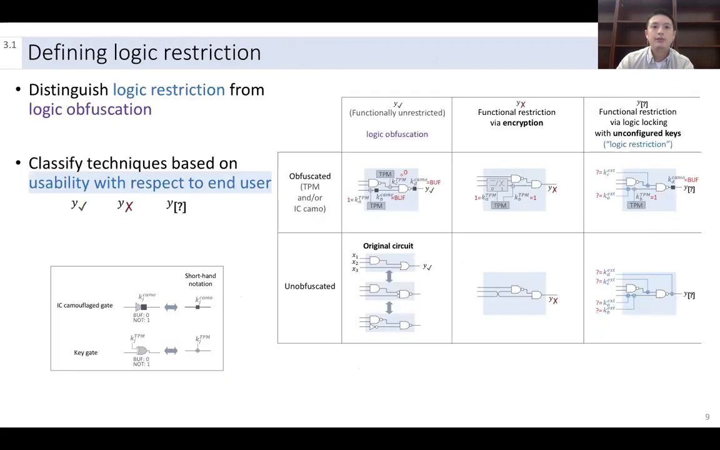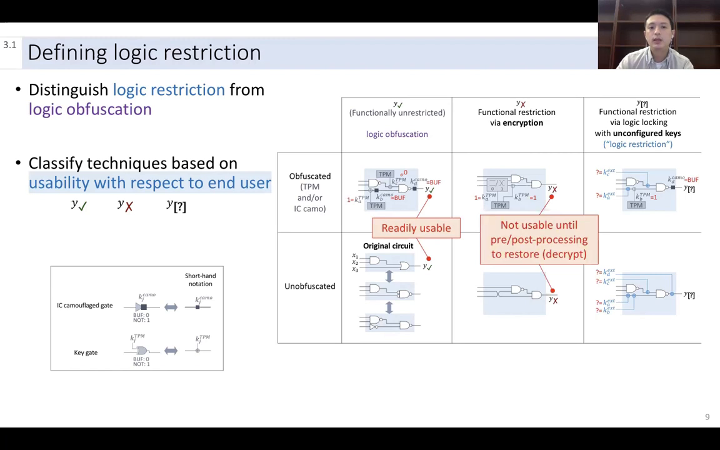Here we can classify techniques based on usability of the output with respect to the end user. In the first column, the output is readily usable. In the top row, we have a regular logic obfuscated circuit. Note that the values in the tamper-proof memory, the TPM, are already loaded. In the bottom, we have an original unobfuscated circuit.